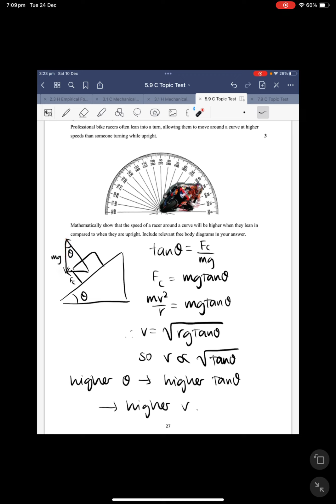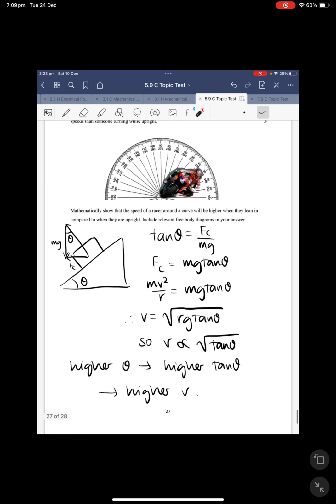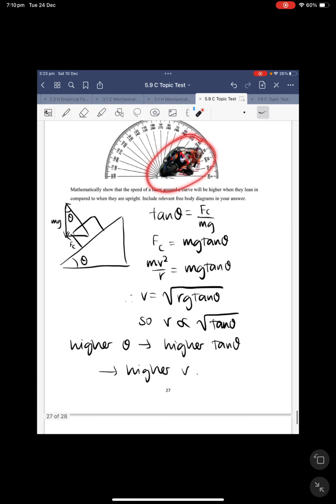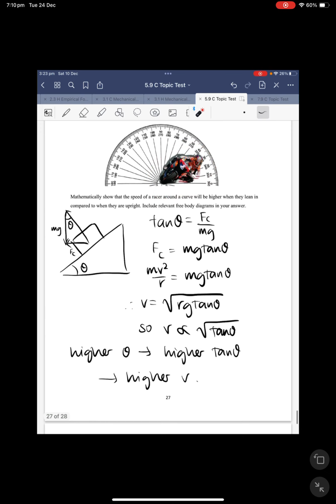We know that in circular motion, the rider is also going to have a centripetal acceleration going towards the center of the track. And so that's our free body diagram for the rider. We can then use some simple trigonometry. We get that tan theta is equal to Fc on mg, where Fc is our centripetal force. So the centripetal force is equal to mg tan theta.